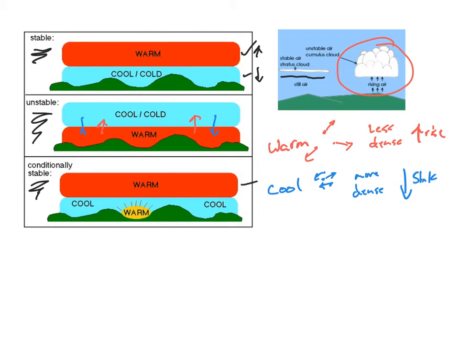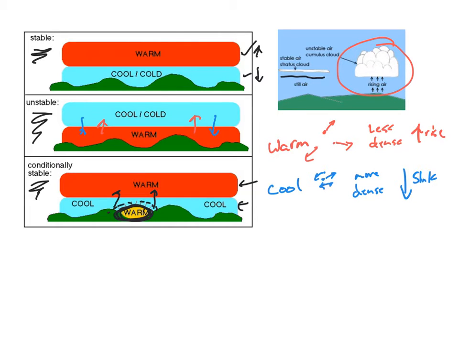We can also have this last condition here of conditionally stable. Notice we have the warm here, we have the cool here, so that tells us it's stable, but now we have some heating going on. And if we have heating going on, it's going to warm the air around it, and that air is going to want to rise. And as it does so, we're going to see some lifting there. We can see some mixing. So we'll see that it's kind of stable, but not totally stable. So that would be conditionally stable for us.